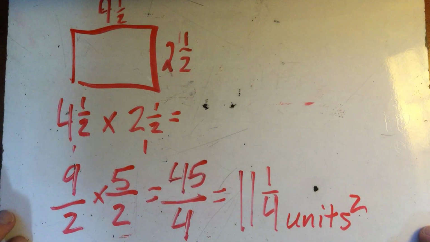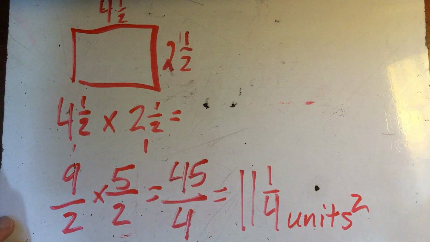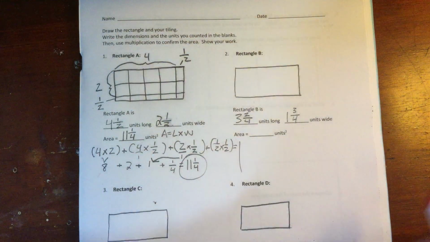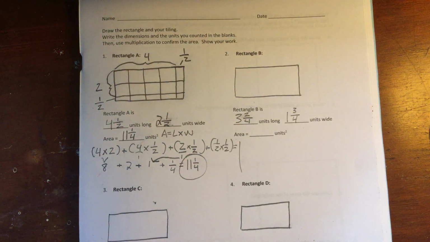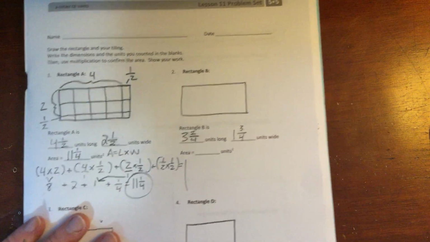So as you can see, when we do our standard algorithm, we get the same answer as when we're doing our partial product method or our tiling. It's up to you to choose which one you want, but I want to show you both. Moving on, this next problem, we're just simply going to do our standard algorithm.